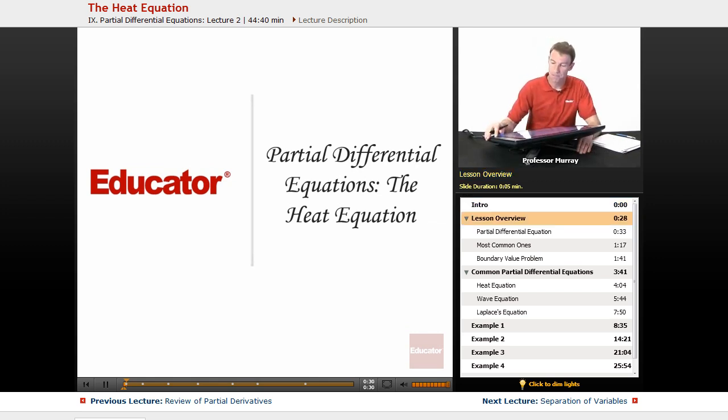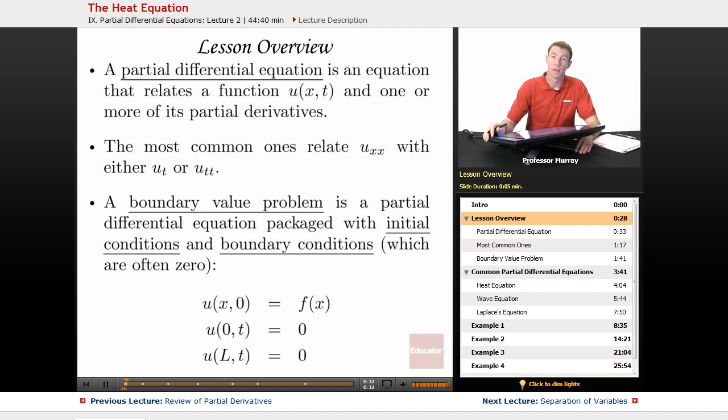So let's get started. Remember, a partial differential equation is an equation that relates a function of two variables, which we're going to call u of x and t. x and t are the variables, and u is the function. A partial differential equation relates u with one or more of its partial derivatives.